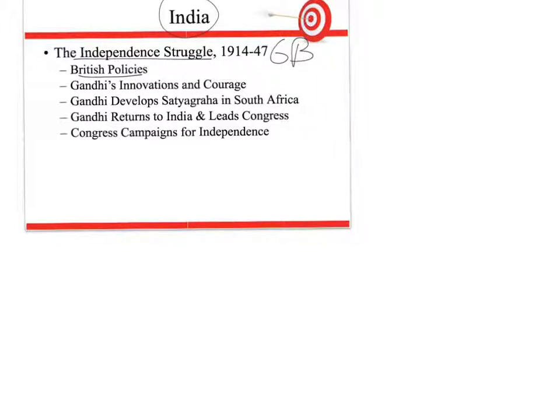So who was behind leading the resistance against Great Britain? The leaders of this were the Indian National Congress. The Indian National Congress. And again, they are the ones leading the resistance against Great Britain.